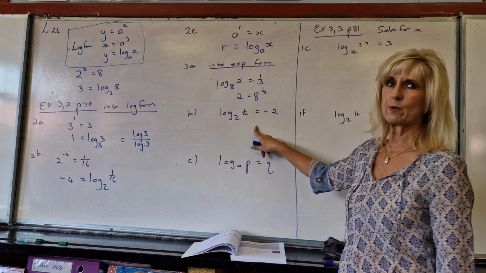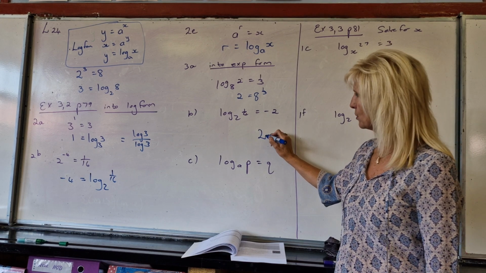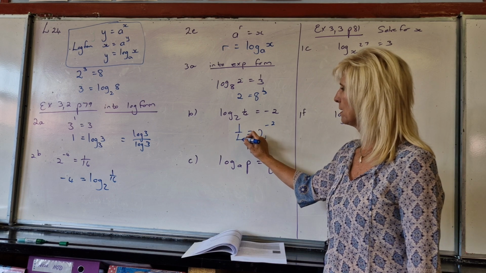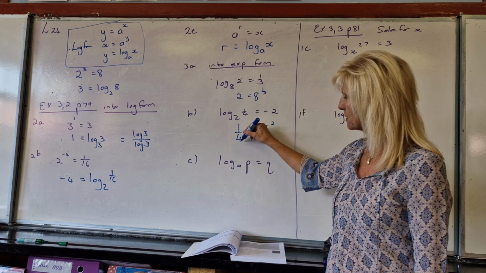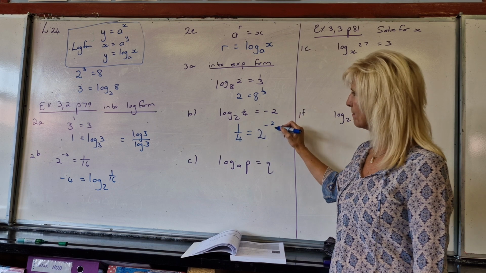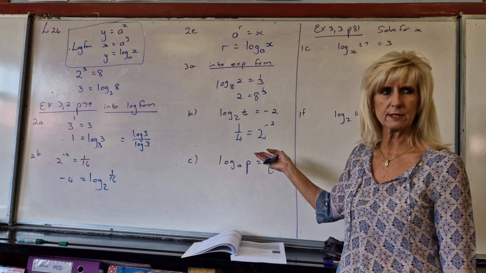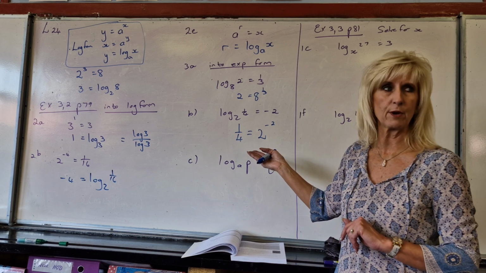What are we doing with this one? The base will stay 2, the exponent is now negative 2, answer is equal to a quarter. So that will be your subject, and 2 to the power of negative 2. So is this true? 2 to the power of negative 2 is a quarter, something that you know from long ago in exponent rules.